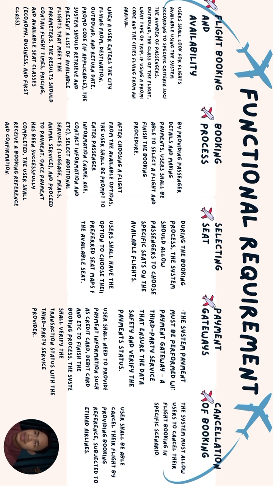The user shall be able to look for flight availability using the system according to specific criteria, such as number of passengers, class of flight, and type of trip. Next, the booking process. By providing passenger details and making payment, the user shall be able to select a flight and finish the booking procedure. After choosing a flight from the available options, the user shall be prompted to enter passenger information such as name, age, contact information, and so on.